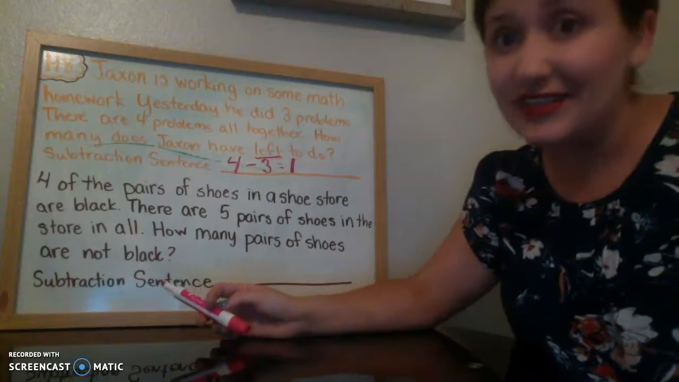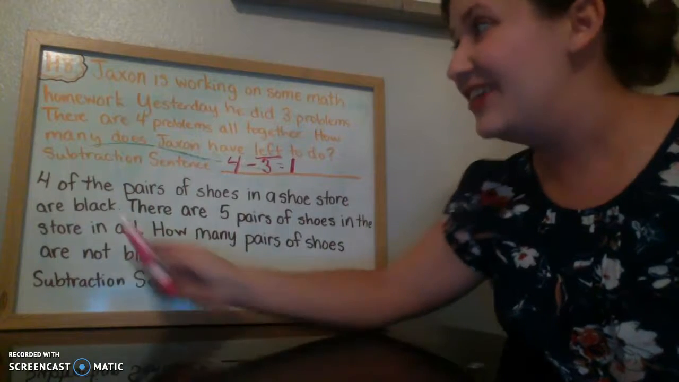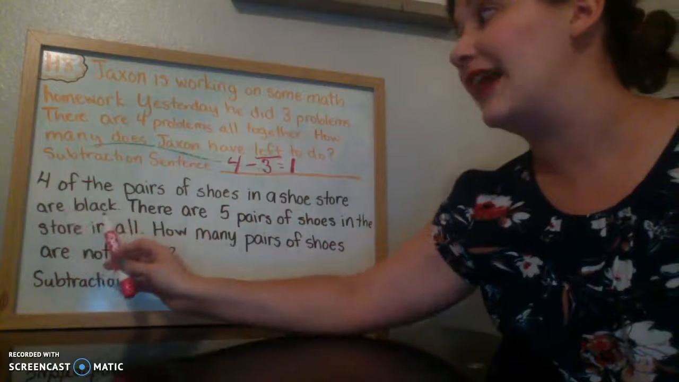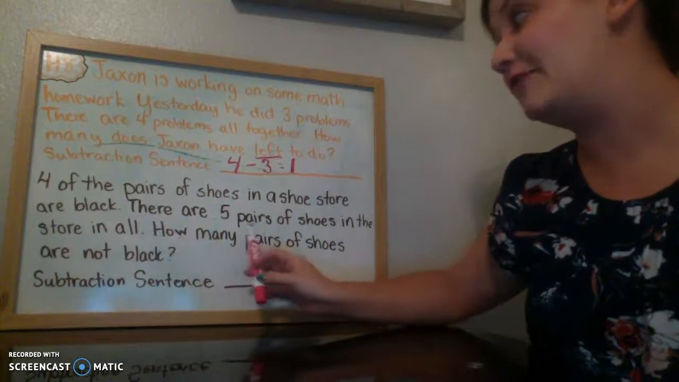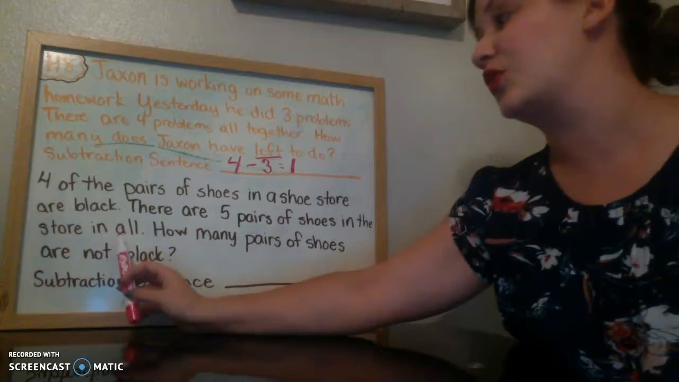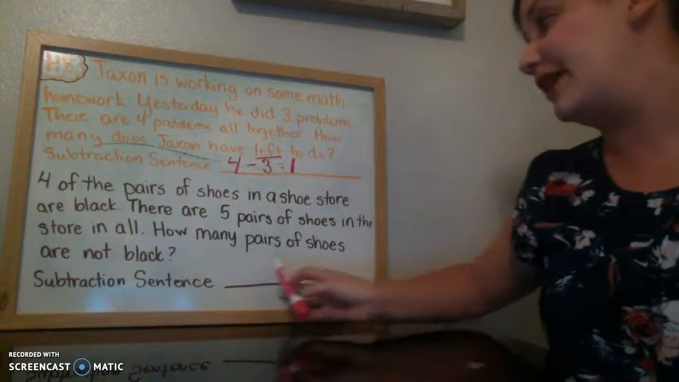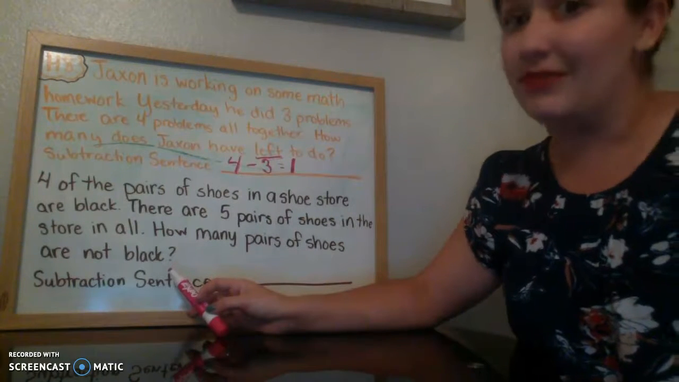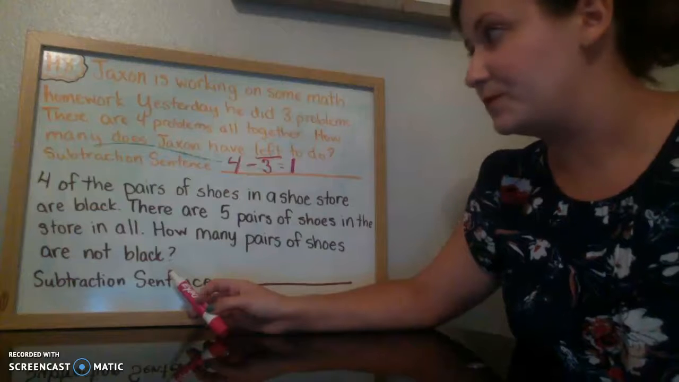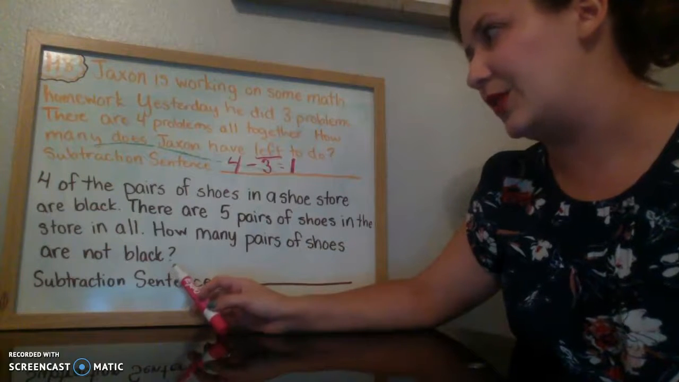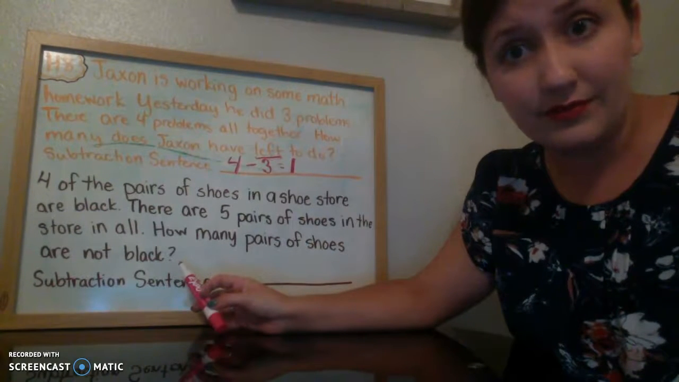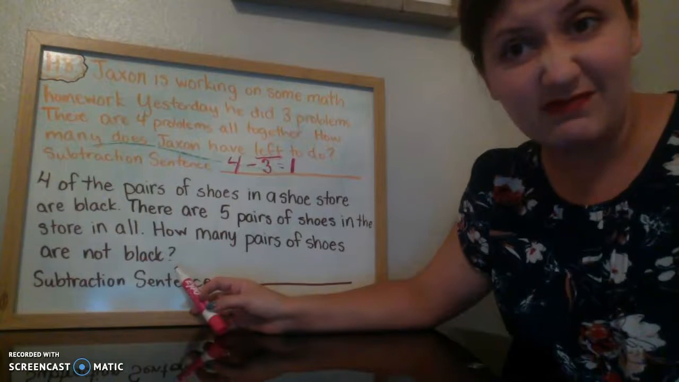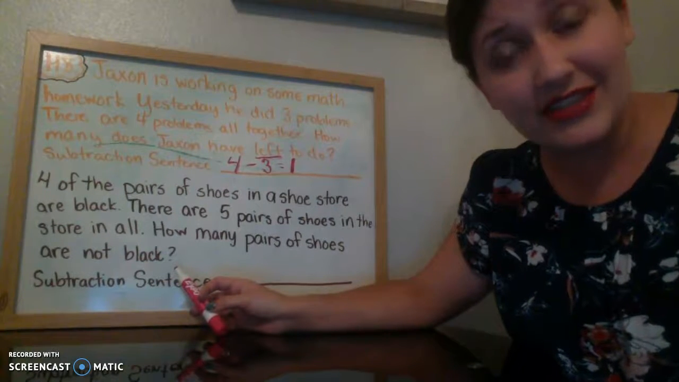The next one, let's make sure it doesn't trick your brain. 4 of the pairs of shoes in a shoe store are black. There are 5 pairs of shoes in the shoe store in all. How many pairs of shoes are not black? Now, it's very similar to the first one. So is the color important? It is, isn't it? That's not there to trick us. Is there anything that's there to trick us? Not really in this one. They gave us an easy one.